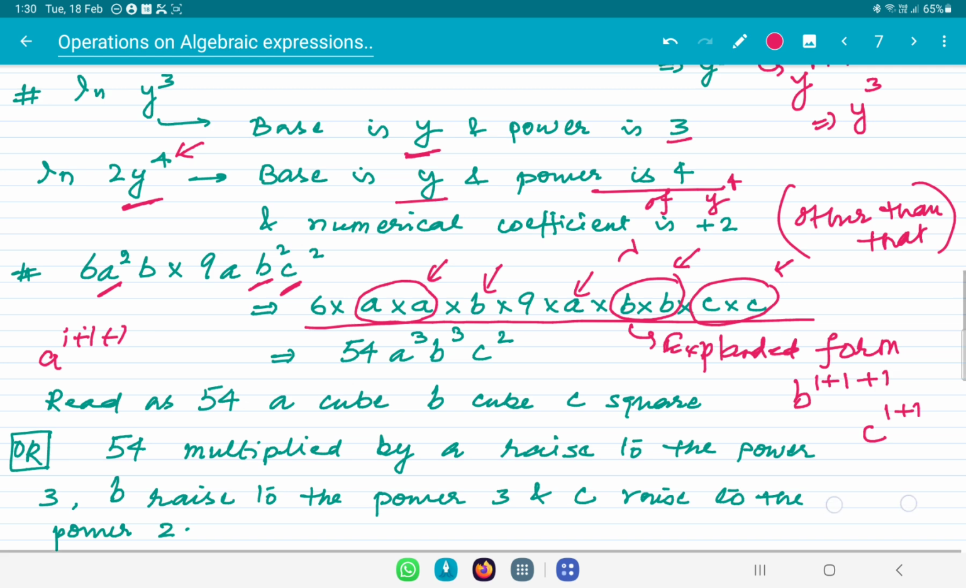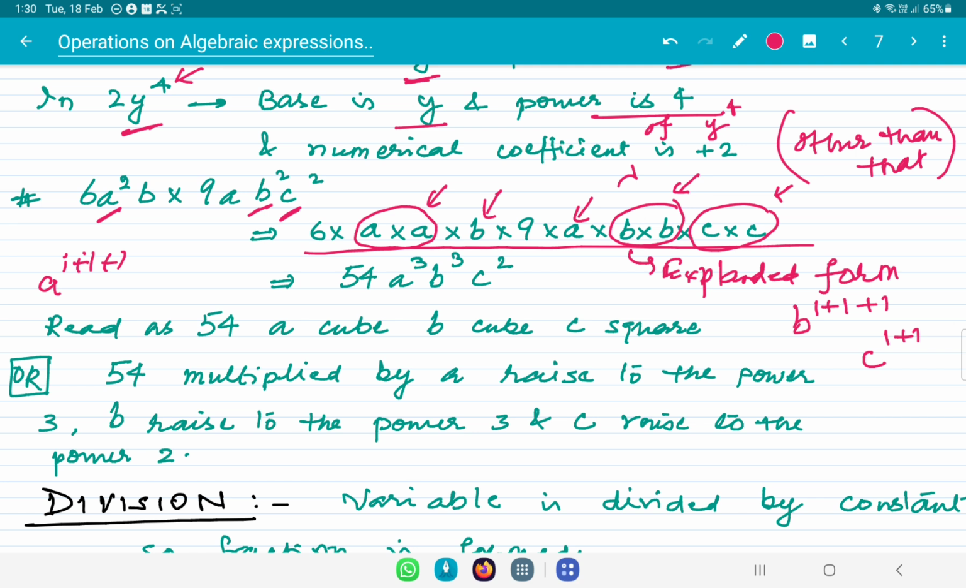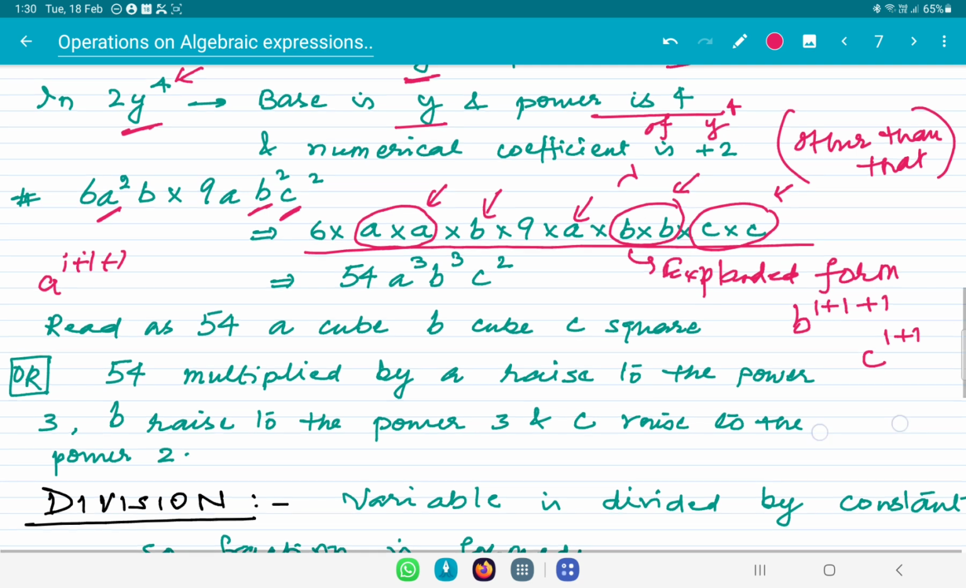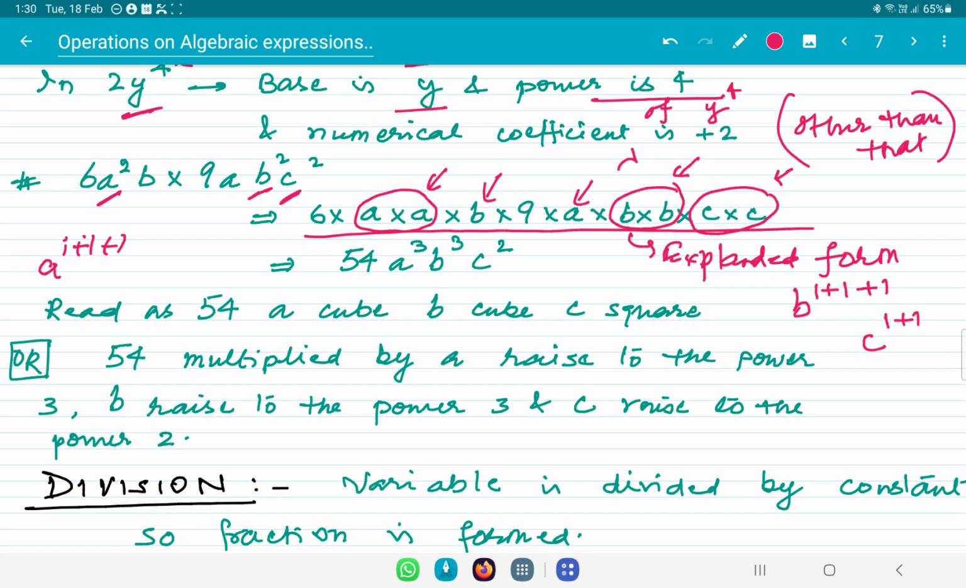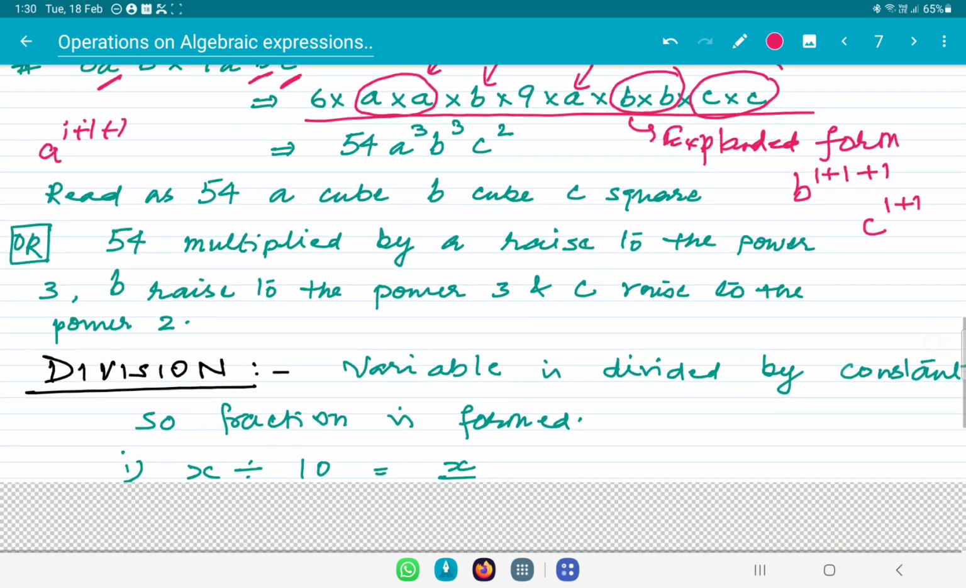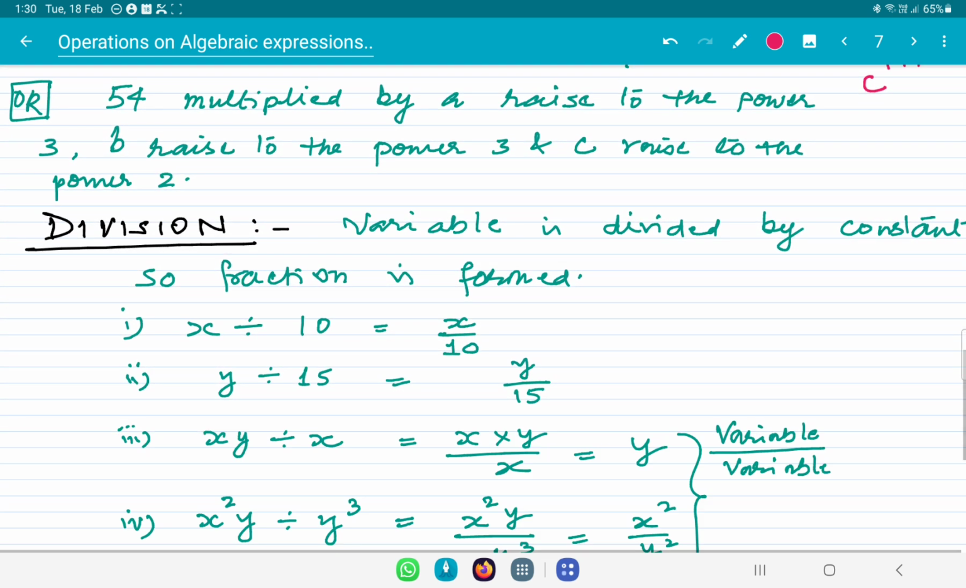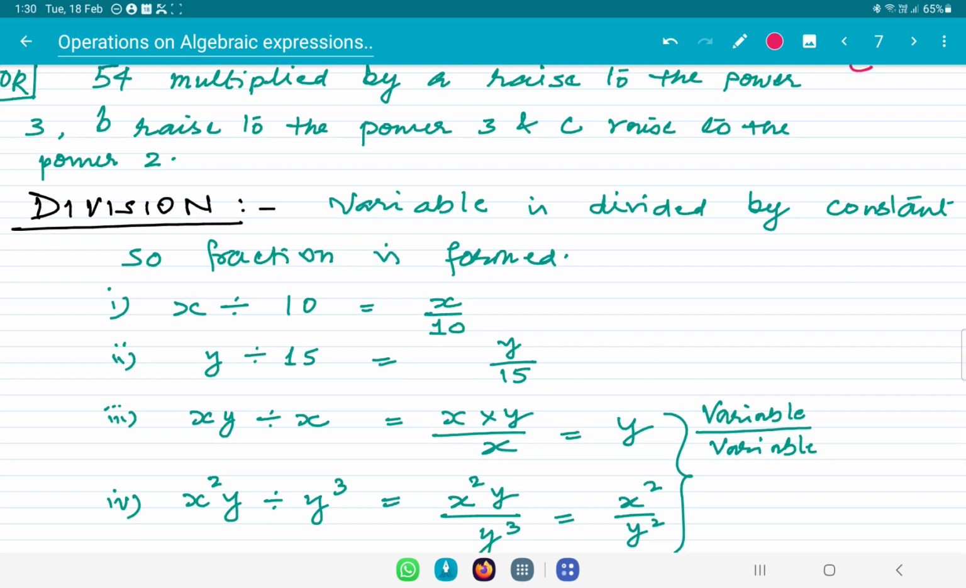Or we can say 54 multiplied by a raised to the power 3, b raised to the power 3 and c raised to the power 2. Clear? Now we are doing division. So in this again variable and constant will come. So variable is divided by constant.